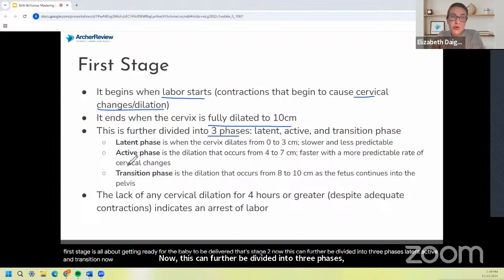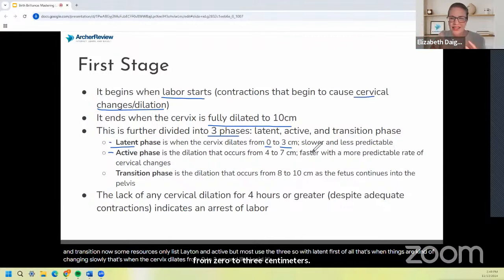Now, some resources only list latent and active, but most use the 3. So, with latent, first of all, that's when things are kind of changing slowly. That's when the cervix dilates from 0 to 3 centimeters. And like I said, it's slow, it's less predictable. That's usually where the client can just kind of stay home and labor at home for a little bit.